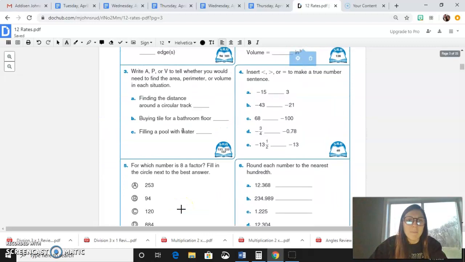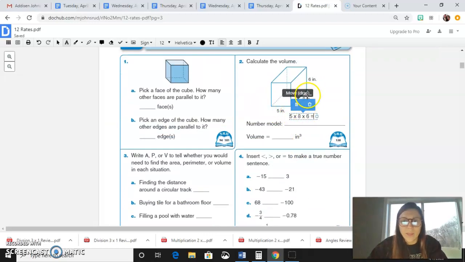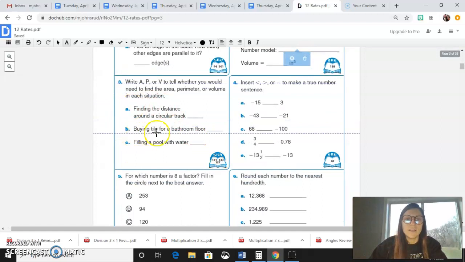For number 3, write A, P, or V to tell whether you would need to find the area, perimeter, or volume. Remember, area is base times height. Perimeter, you just add up all the sides. And then the volume, like number 2, you do the length, the width, and the height. If you're finding the distance around a circular track, tell me what it would be. If you were buying tile for a bathroom floor, you would probably do the base times the height, remember what I said for that.